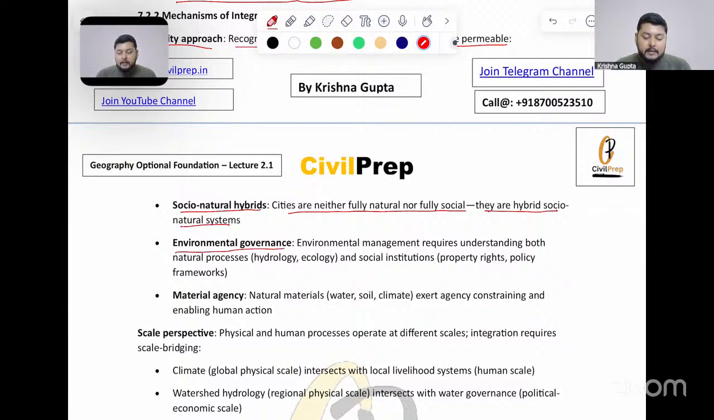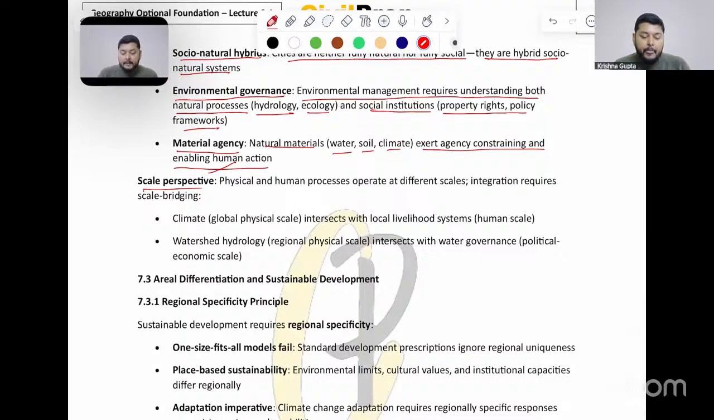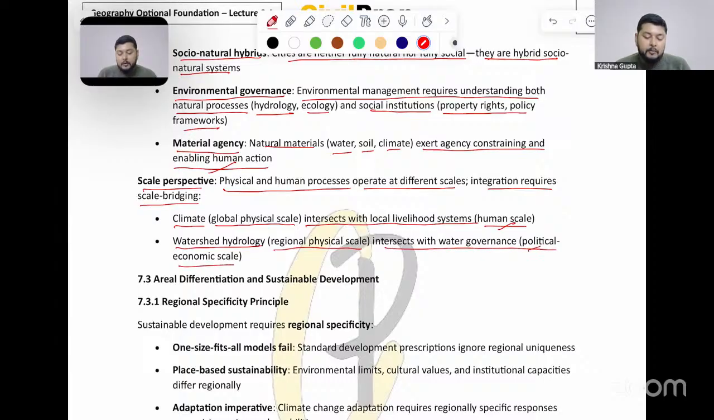Then environmental governance. Environmental management requires understanding both natural processes, hydrology and ecology, and social institutions, property rights and policy frameworks. Material agency: natural materials, water, soil, climate, exert agency, constraining and enabling human conditions. Then the scale perspective. The physical and human processes operate at different scales, so integration requires scale bridging. Climate, the global physical scale, intersects with local livelihood systems, the human scale, whereas watershed hydrology, a regional physical scale, intersects with water governance, which is a political-economic scale.